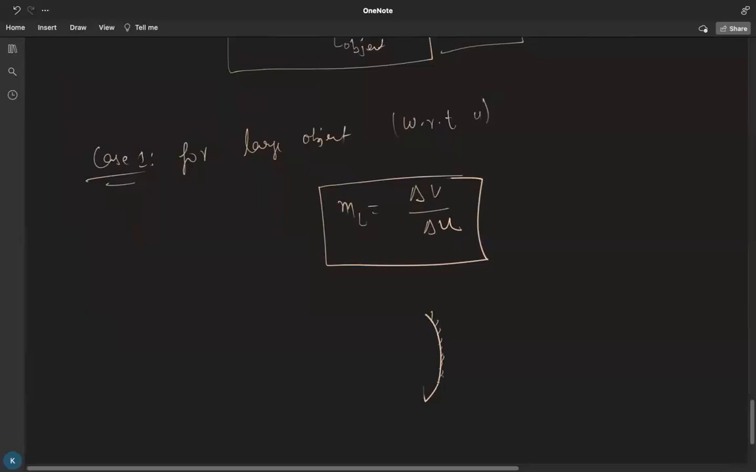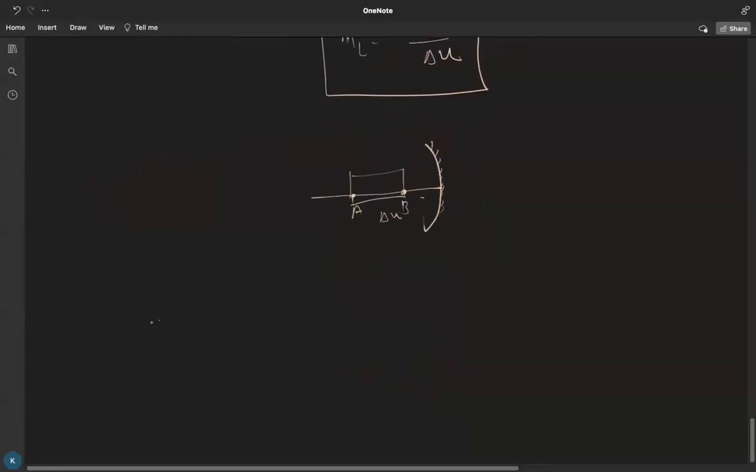Let us suppose this is a concave mirror. You can also do it for convex as well, it's not a big deal. So this is my mirror, and let us suppose this is our big object. Find the image of A and B using the mirror formula and get the delta V. This is our delta U. Calculate delta V by finding the images of A and B using the mirror formula.